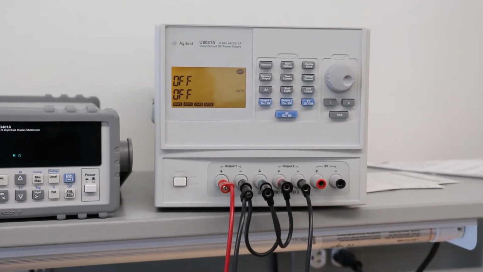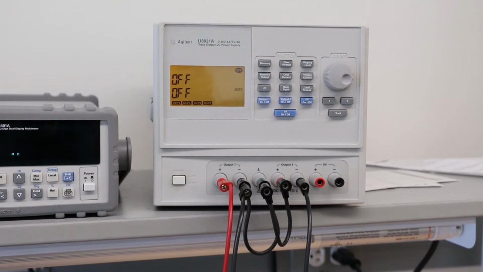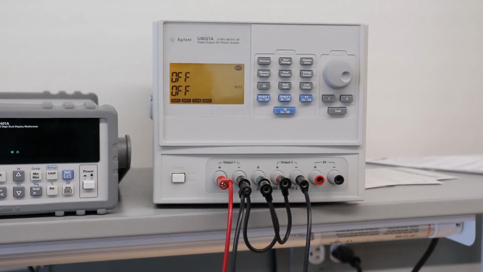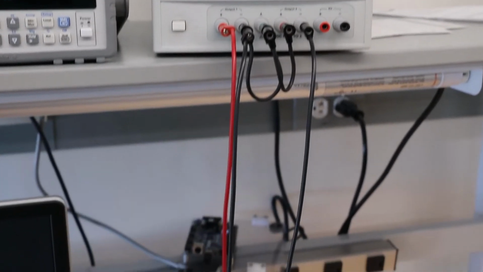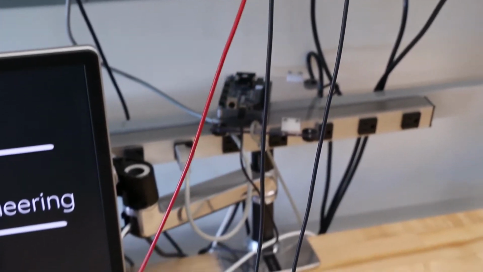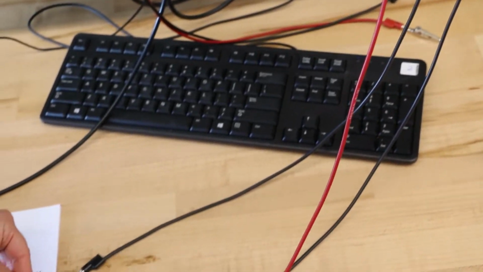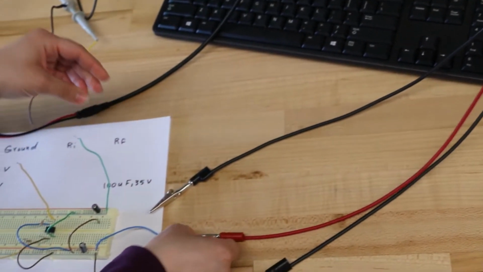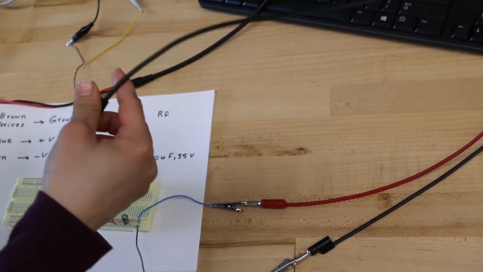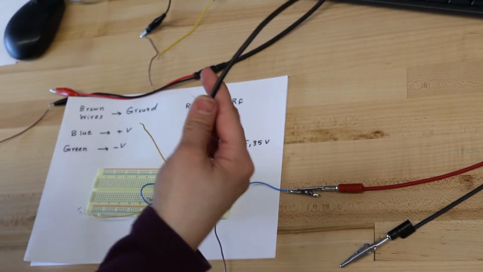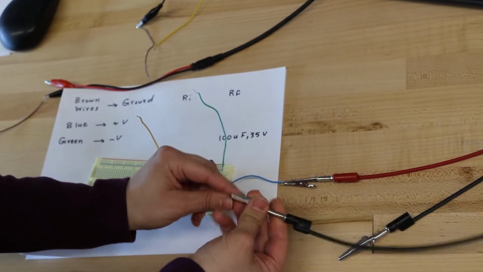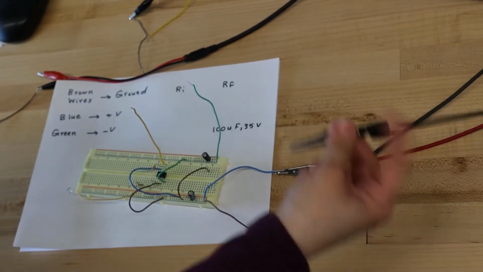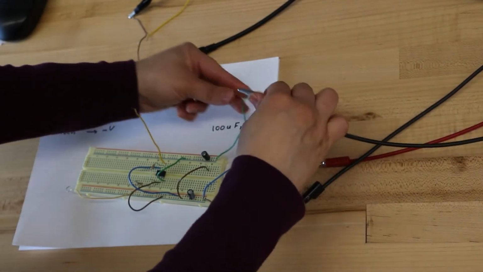So now let's connect the banana cables from the DC power supply to the circuit. So first, this is the positive 12. We connect the positive 12 to the red rail on the circuit, on the breadboard. The second one is the ground. This is the negative 12.